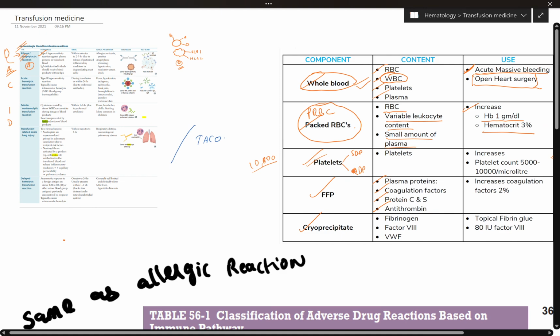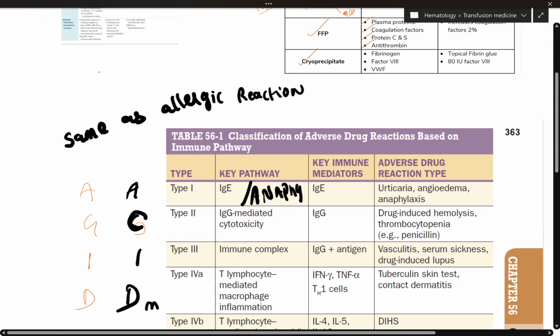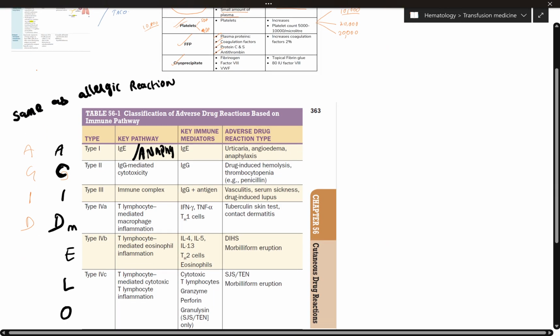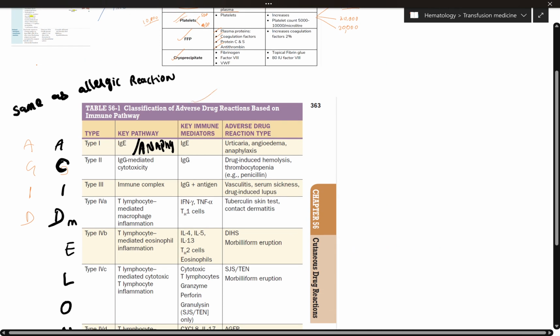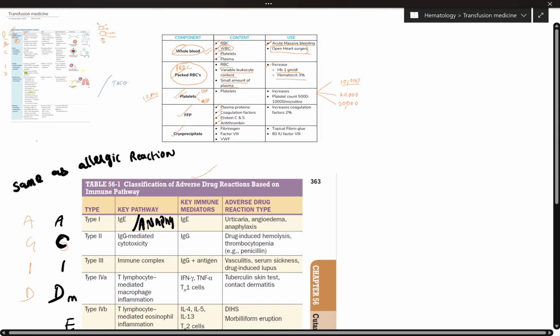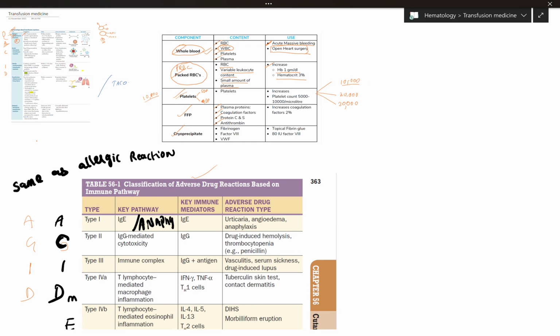Now when you transfuse blood, or when you frequently transfuse blood, you can have reactions. It is very similar to allergic reactions. So I'm trying to kill two birds with one stone: the classification of adverse drug reactions, classification of allergic reactions, classification of post-transfusion reaction, and also post-transplant reaction. So basically we remember it as A, C, G, A, C, I, D, right? That is how we remember transfusion reactions.